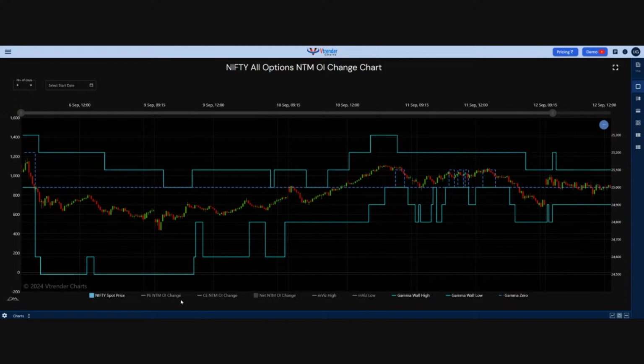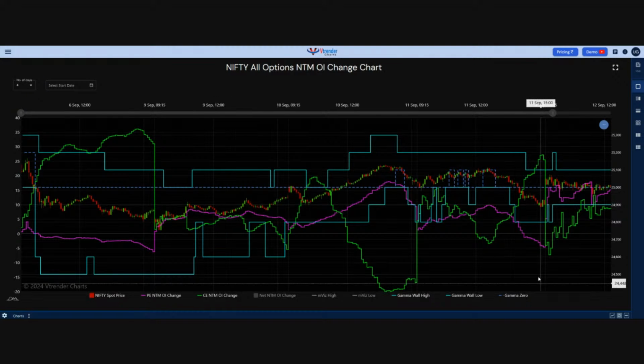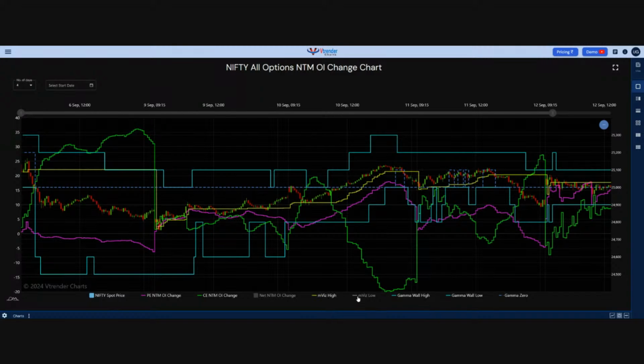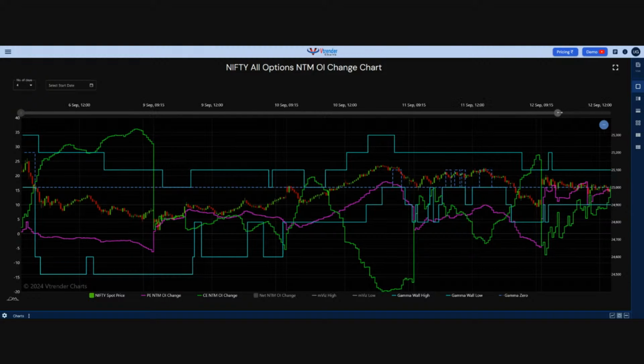And next we have the call open interest OI change. This is the green line. This shows us how much call open interest there is. And this pink is the put open interest. As we go up, this MVIS high and MVIS low are based on this: if the spot is above the MVIS high, it is bullish. If the spot is below the MVIS low, it is bearish. So we will not have the MVIS lines for now, and we'll just concentrate on this gamma spectrum range and the gamma zero level.